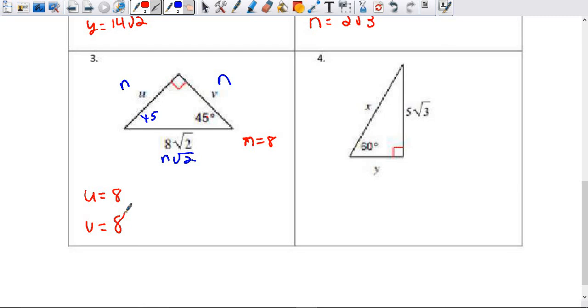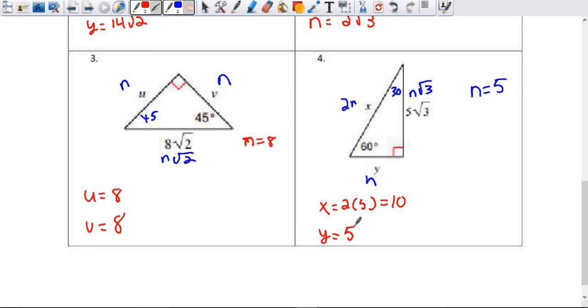All right? For the last one here, we have a 60, which means this angle up here would be 30 because the 3 angles of a triangle add up to 180. We label it properly. Across from the 30 goes n. Hypotenuse is 2n. And our remaining side across from the 60 is n square root of 3. Right now, you should know that if n square root of 3 equals 5 square root of 3, then n has to equal 5. So now we can solve for x and y. x is that hypotenuse, so we take 2 times whatever n was, so 2 times 5, and we get 10. And for y, that's just n, which equals 5.